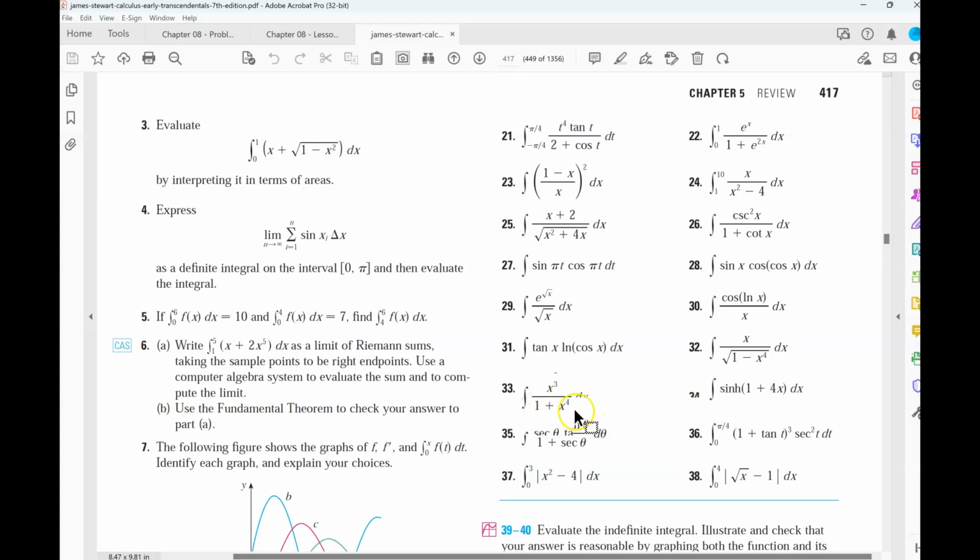You want to pick 1 plus x to the fourth, because the derivative of that is just 4x cubed. And then you're good. Yeah, that's a sneaky one there.